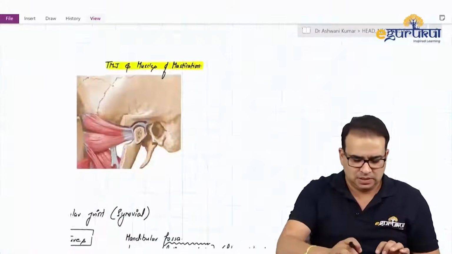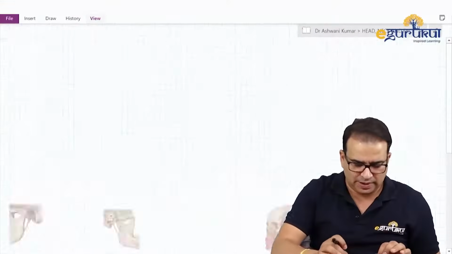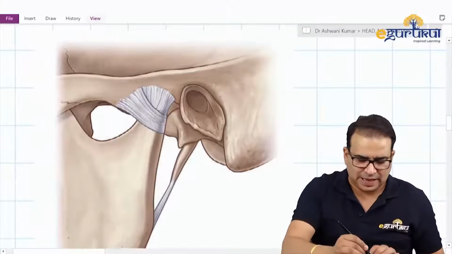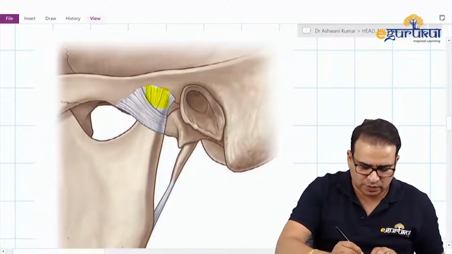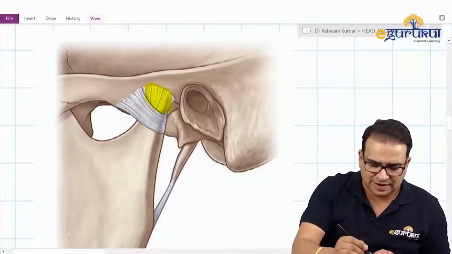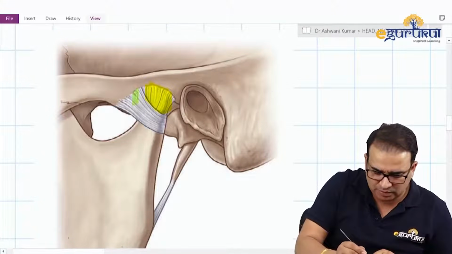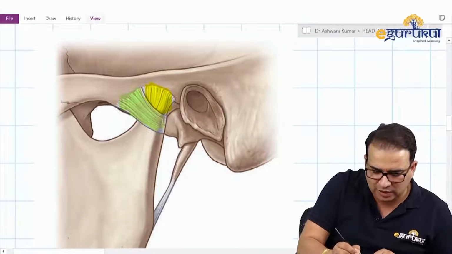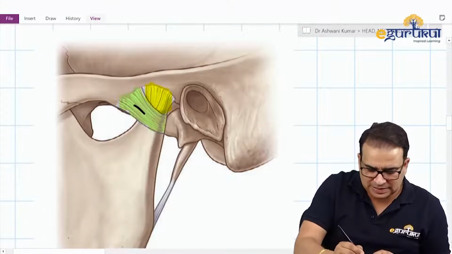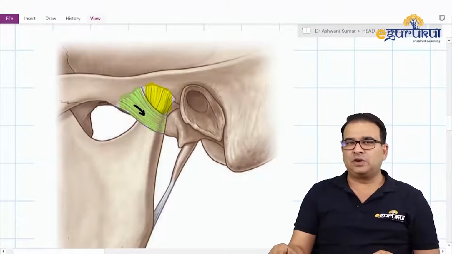See, that's how that ligament will look. This is the capsule here. Let me just highlight the capsule first. The one I highlighted with the yellow here, that's the capsule. And look at this lateral ligament. It extends from this articular tubercle. The fibers run downward and backward, and you can see they are winding around the neck of the mandible. So this is the direction of the fibers for the lateral ligament.